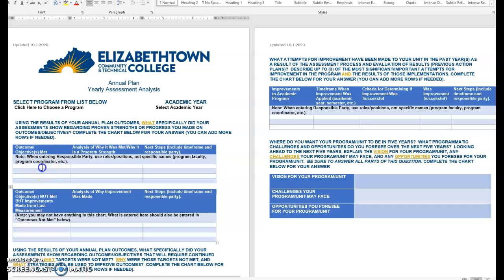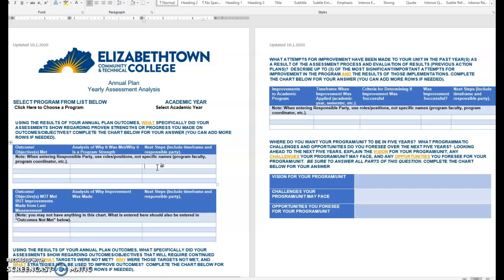You're going to use the chart and list every outcome in which the goal was met. Then I also want you to explain what went well, or why you think that goal was met, and why maybe that outcome is a program strength. Over here in the third column, list any next steps or action plan that you might need in order to continue success with this particular outcome.